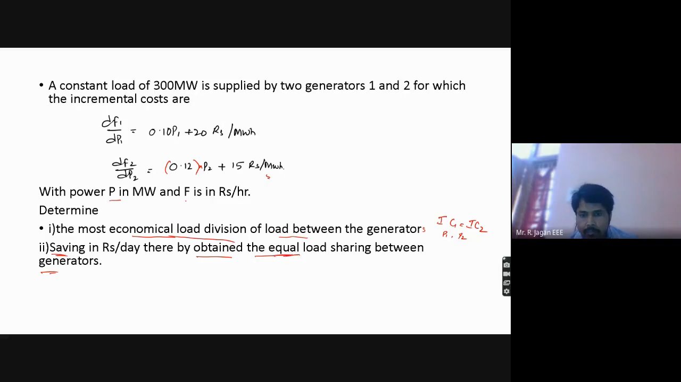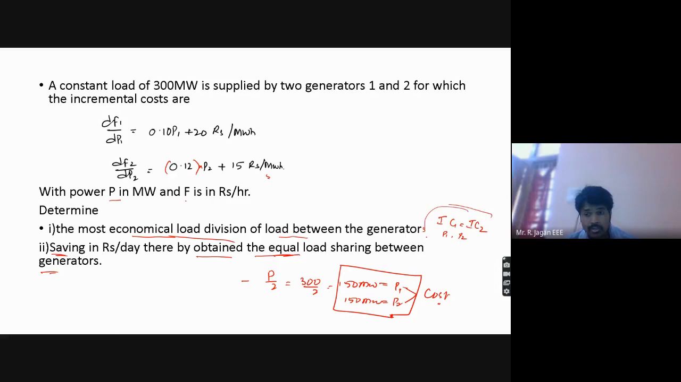Equal load sharing. So equal load sharing means what here? P by 2, which gives 300 by 2 is equal to 150 megawatts is equal to P1. At the same time, P2 is also equal to 150 only. That means here, in general, if I allocate the equal loads to the individual generators, what is the cost? Find this.